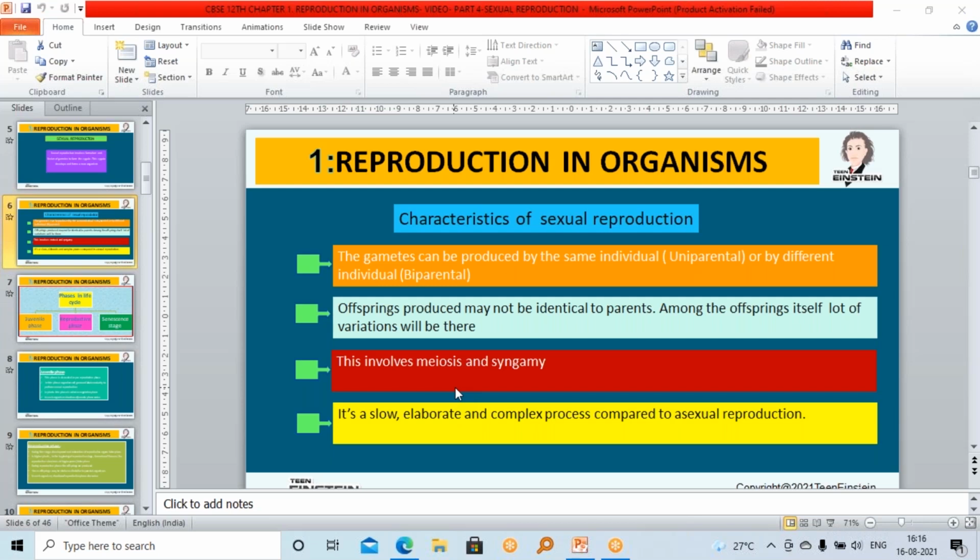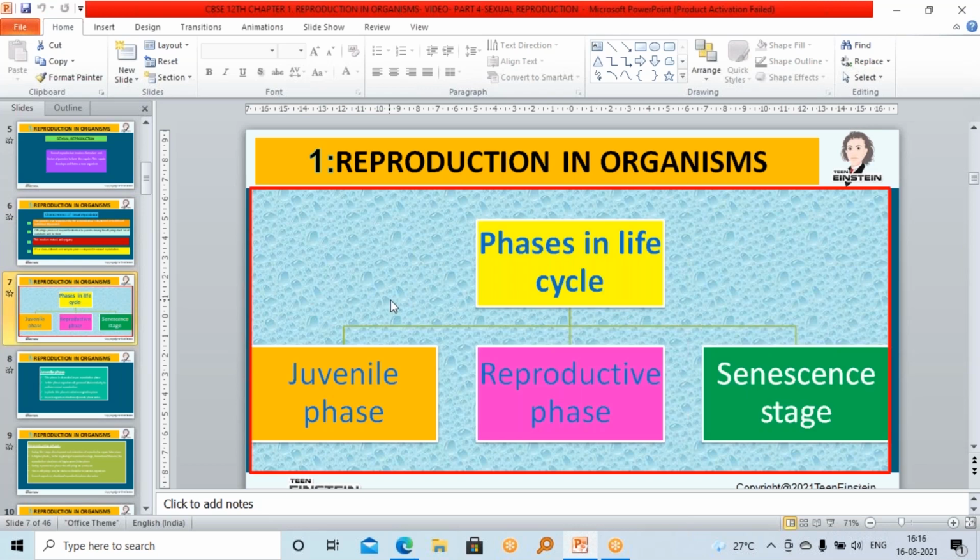And sexual reproduction is a slow, elaborate and complex process. It is a slow or time-consuming process, and it is elaborate and complex. So many events are there in sexual reproduction. So that is the difference between asexual reproduction and sexual reproduction. Which one is complex and elaborate? Sexual reproduction. Is it clear? Next.